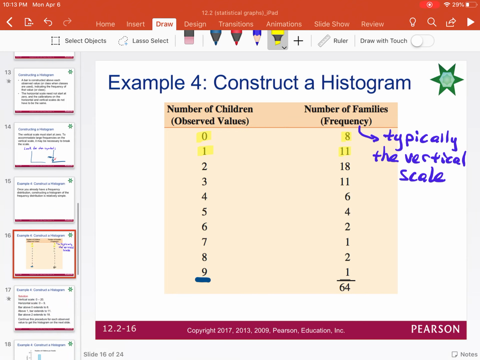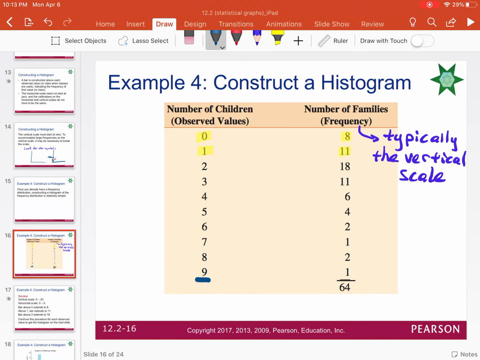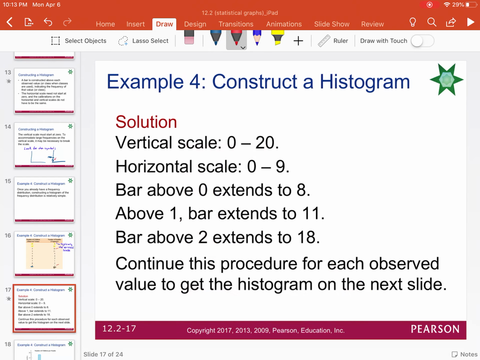All right, so here's the idea. Remember, the frequency is the count. That is always the vertical scale. I say always, but it's pretty common to have that be the vertical scale. Here are just some ideas. Notice that the vertical scale is going to go from 0 to 20. Why is that? Because you have numbers ranging from 1 to 18, so your vertical scale, 0 to 20, will capture all that.